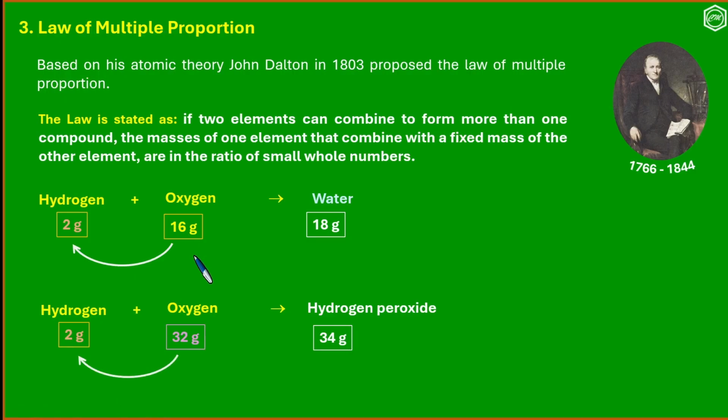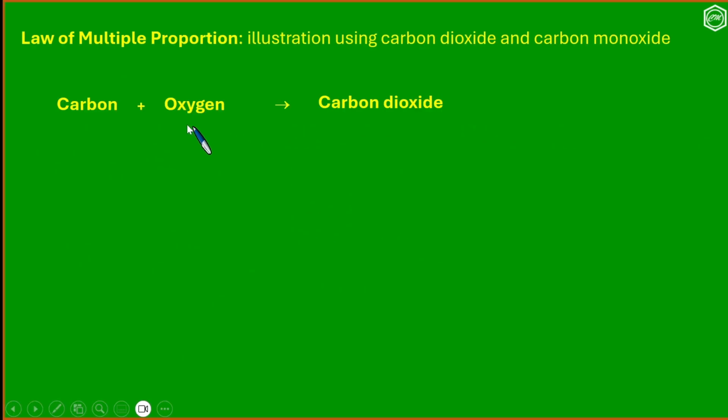Now from the law, there should be a simple ratio between these two masses, that is 16:32 or 1:2. And this ratio is a simple ratio as suggested by the law. Another example is carbon and oxygen. Carbon and oxygen react to give carbon dioxide and also carbon monoxide.